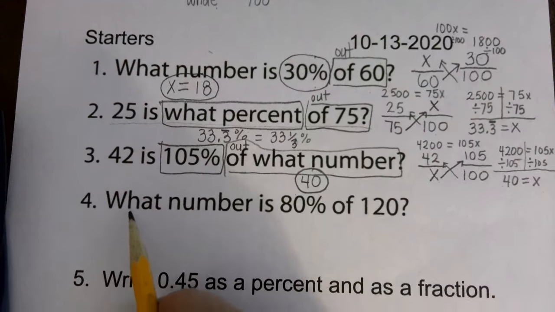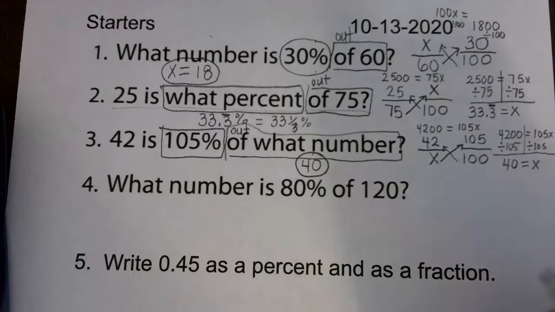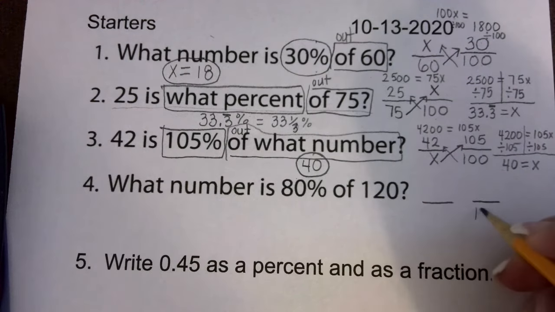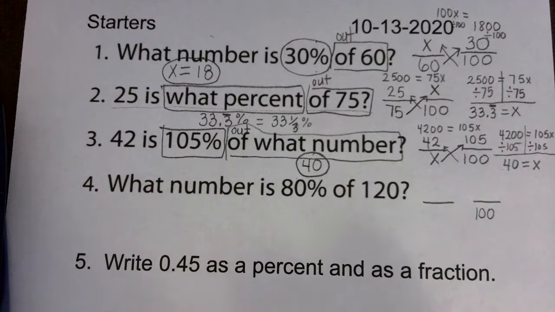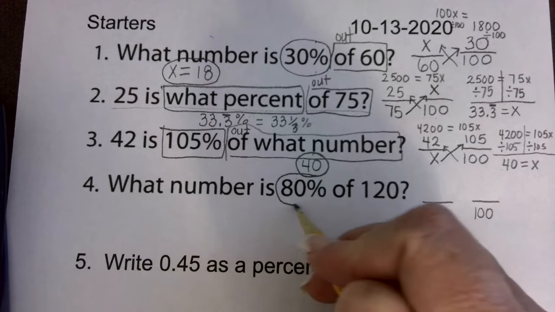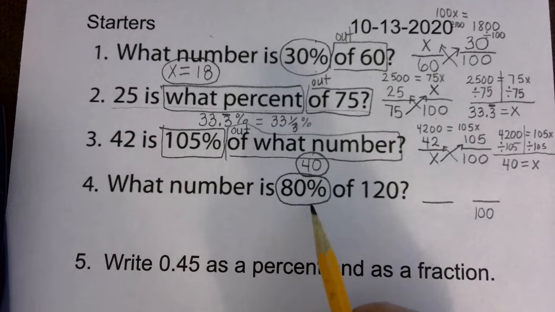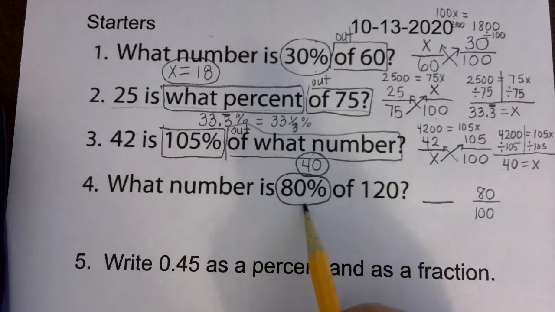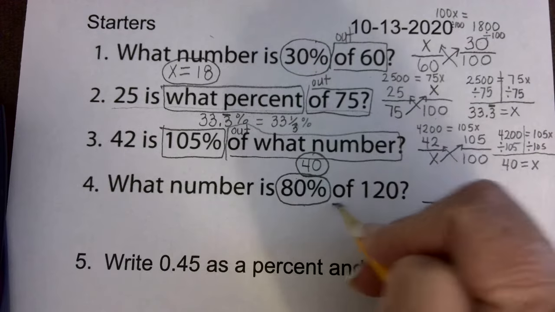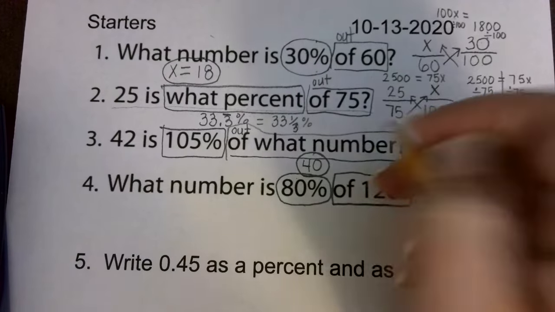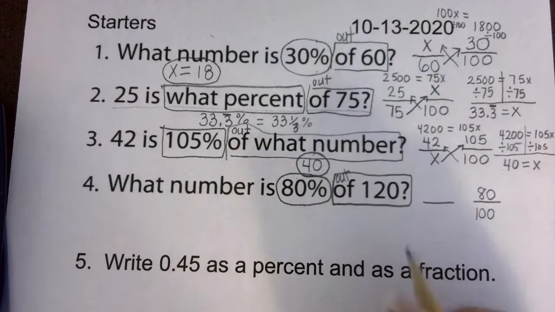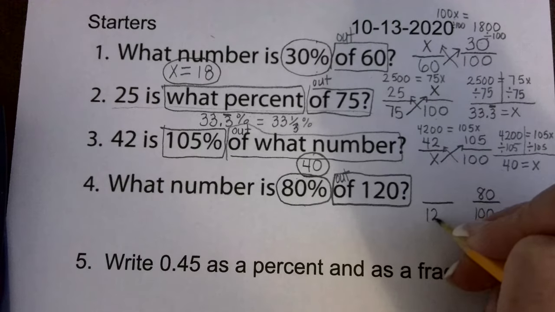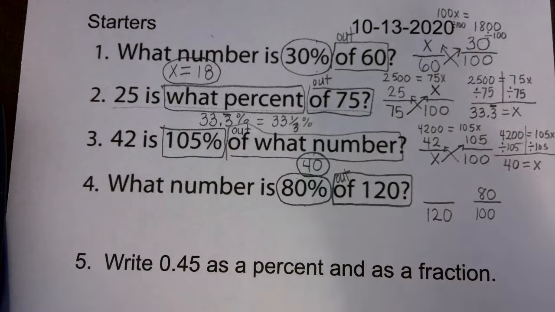All right, the next one. What number is 80% of 120? So we set up our proportion. We put our 100. We are looking for the percent sign in the problem. And it's 80%. So I put the 80 over the 100 because that is 80%. I look for the word of and look for the number that's after that. That means out of 120, which means 120 is my whole. And then I'm looking for that part.